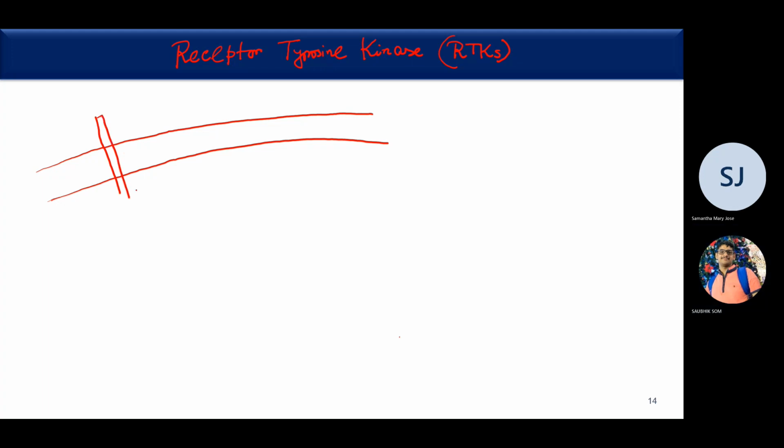So these are my RTKs. Okay, RTK. So there are two RTKs. Why two RTKs? One of many growth factors actually have this kind of molecule. So one of the growth factors is, for example, VEGF or vascular endothelial growth factor.